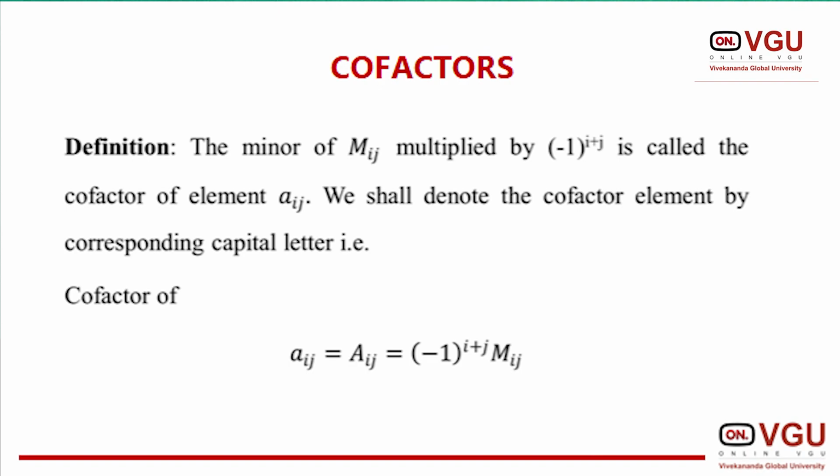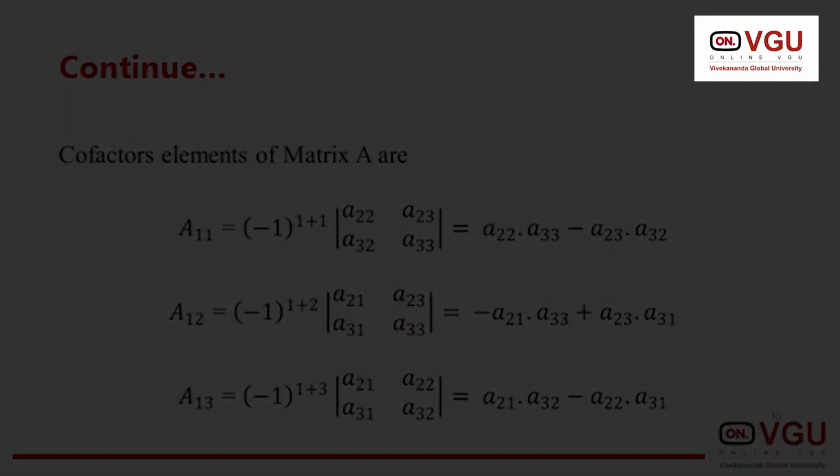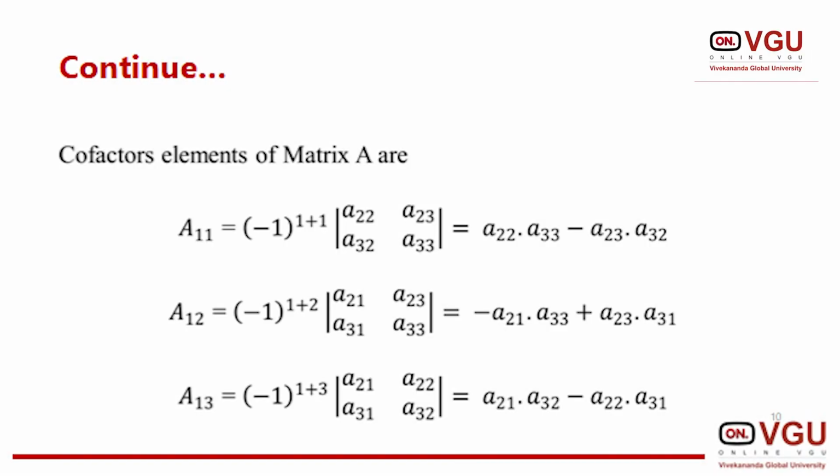If we have a 3 cross 3 matrix, or a 3 cross 3 determinantal arrangement, then we have 9 elements. The first element is A11, and along the diagonal we have A22 and A33. Now what are we going to do? We are going to find the cofactors for this 3 cross 3 arrangement.